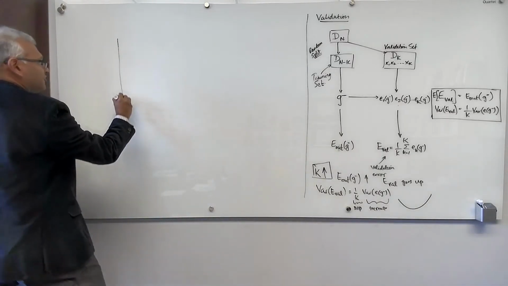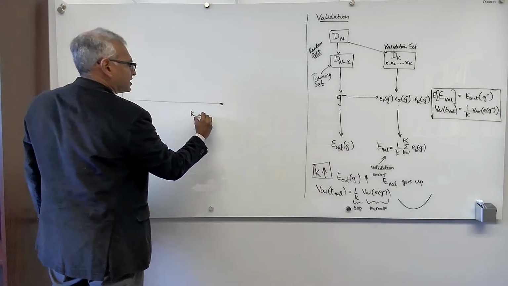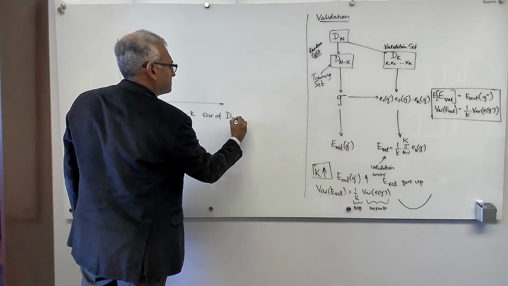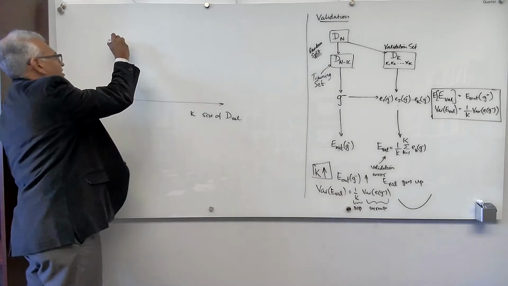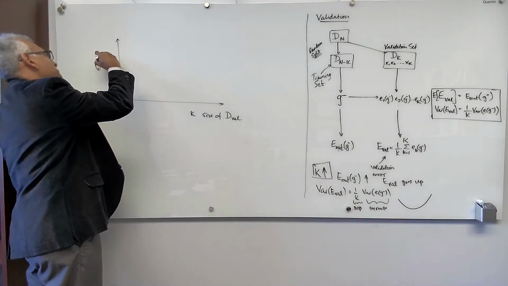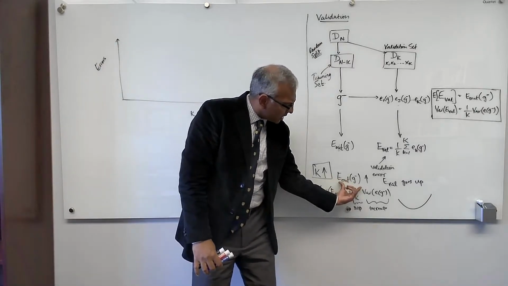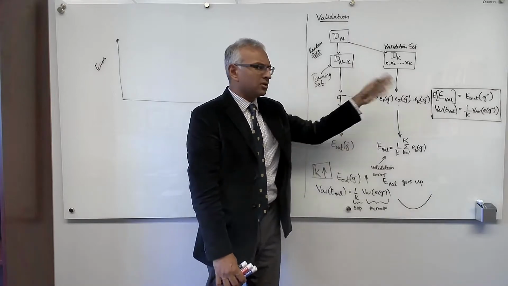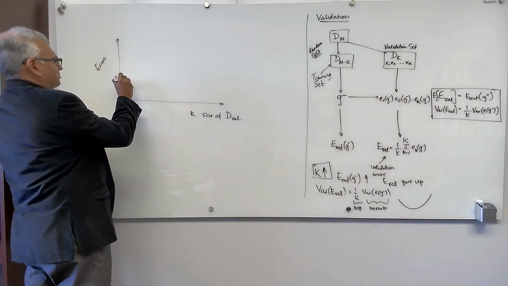So if this is K, the size of your validation set, the number of validation points, and on this axis I'm plotting various errors. Then your out of sample error for the deficient hypothesis is always going to be increasing, because as you increase K, you have less data to train with. So let me draw it like this.